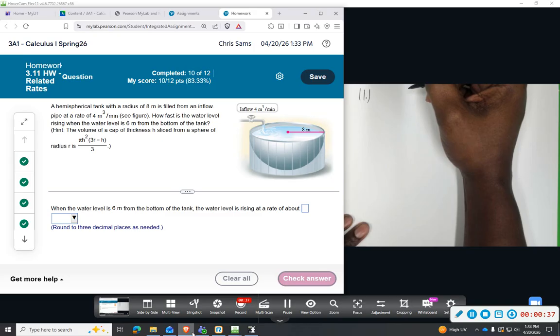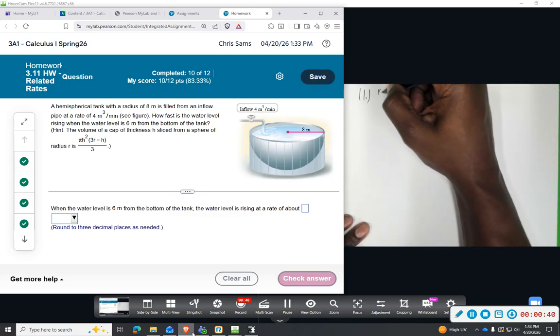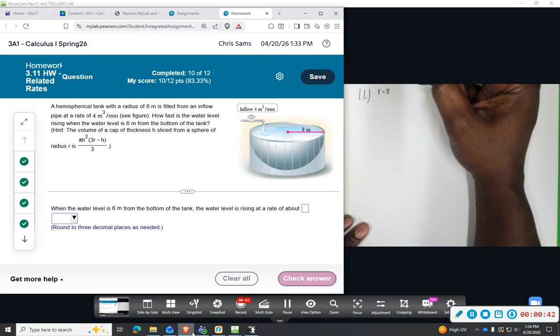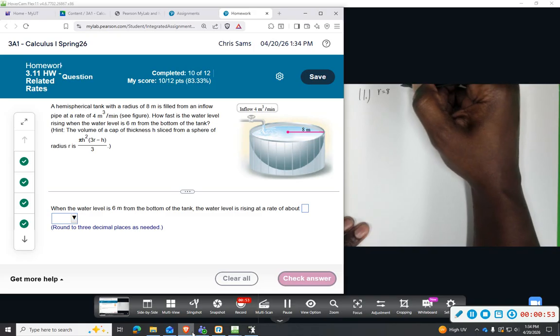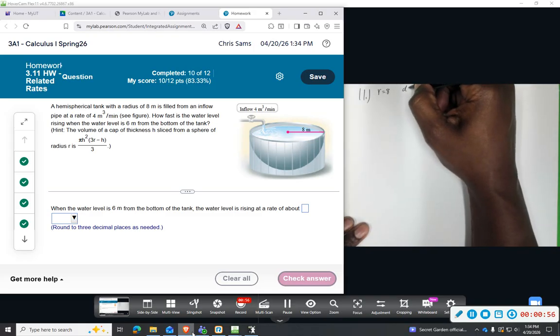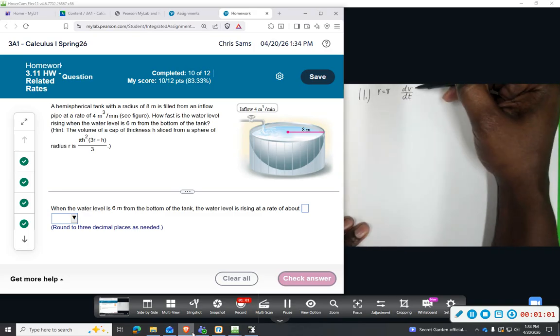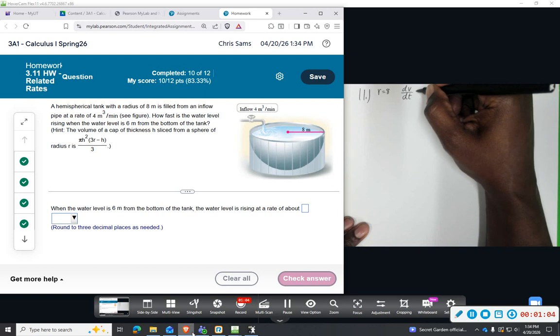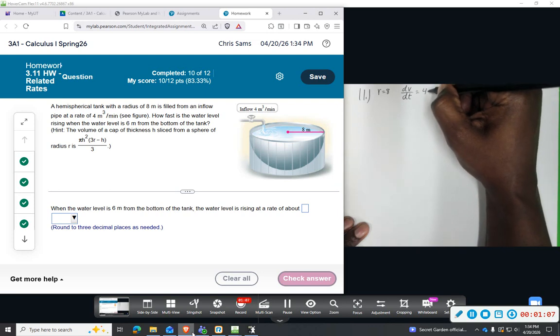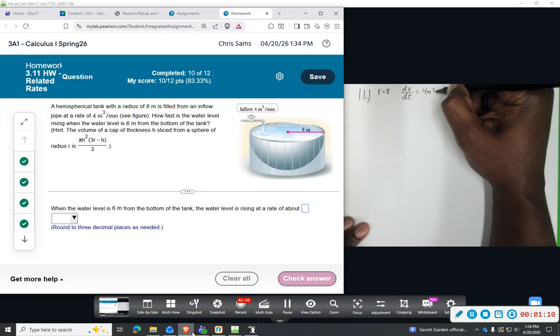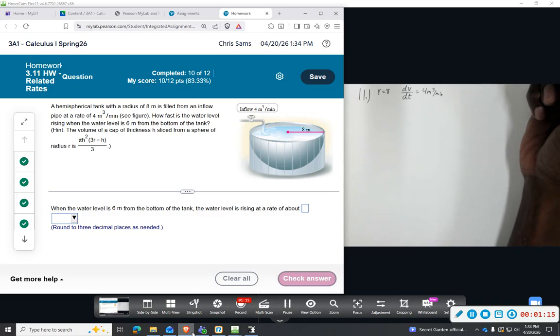So we are given the radius is 8. We are given the inflow rate, so that is dV/dt, the rate at which the volume is changing. I know that's the volume because I'm in cubic meters. So that is 4 meters cubed per minute. Okay, volume is cubic, three-dimensional.